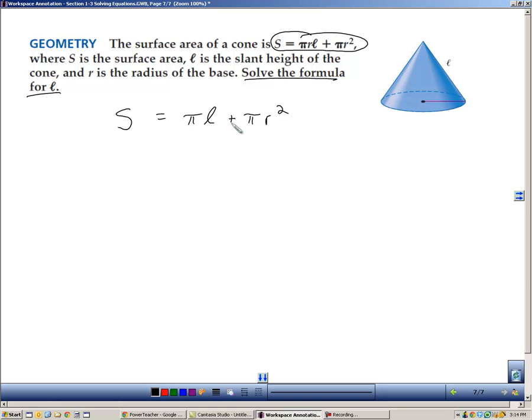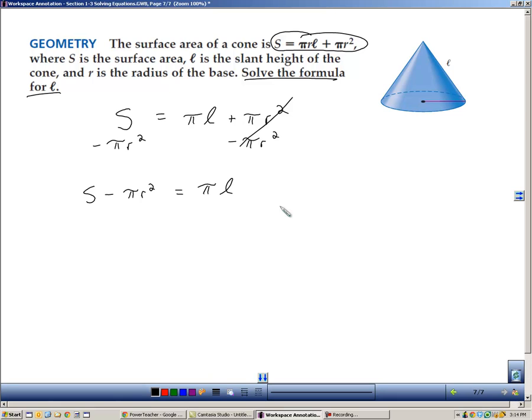Well, I'm adding a pi r squared, so according to the rules of algebra, I can subtract that from both sides and cancel it off over there. Now s minus pi r squared, those are not like terms, so the best I can do is just rewrite it as s minus pi r squared equals pi L.